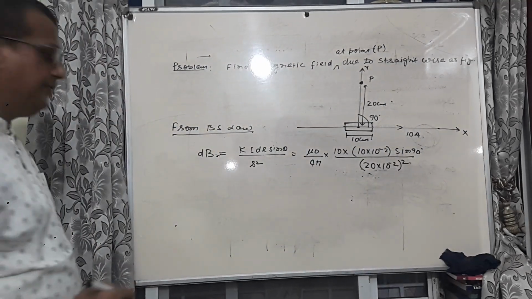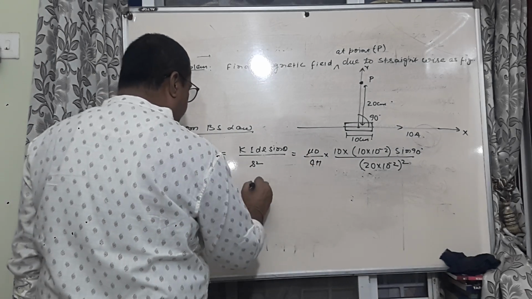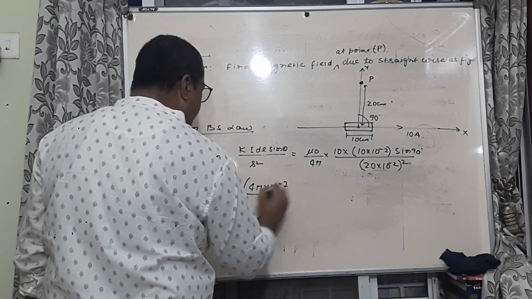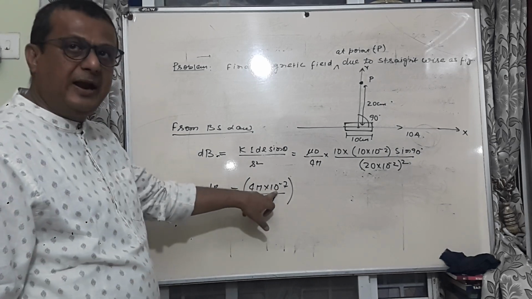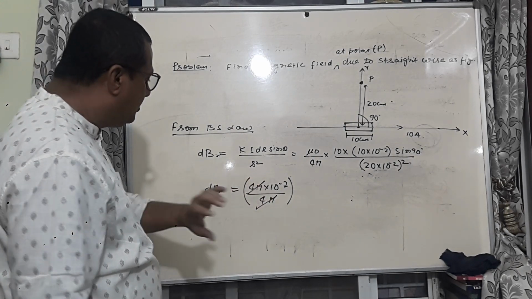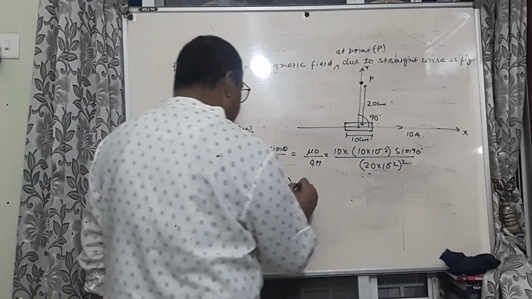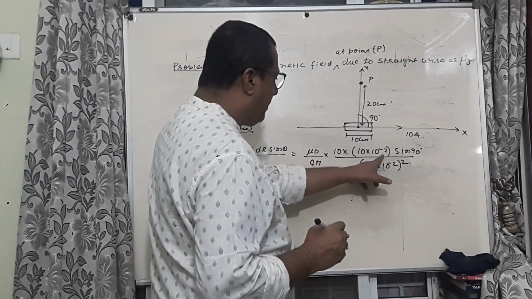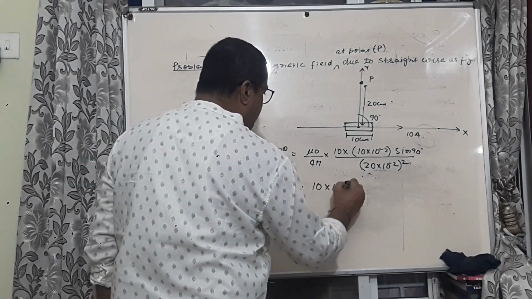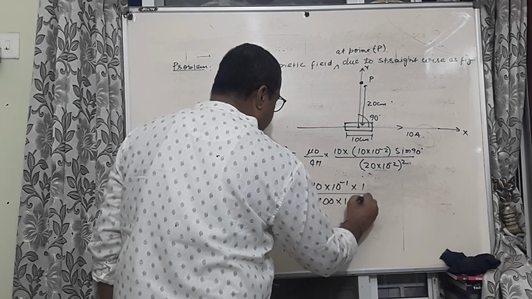Hence, we can calculate dB is equal to mu naught by 4 pi, into 10 to the power minus 7 divided by 4 pi. So always we write the value of K as 10 to the power minus 7, because the 4 pi will always be cancelled. So directly you can put 10 to the power minus 7 if the wire is in air or vacuum, into 10 to the power minus 2, 10 to the power minus 1, and this 10 into 10 to the power minus 1 is 1, and this is 400 into 10 to the power minus 4.